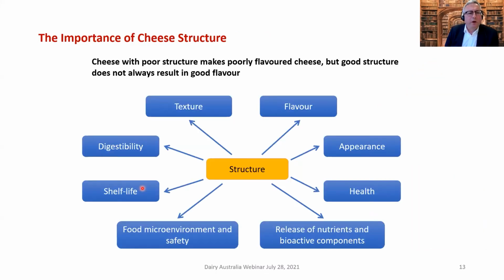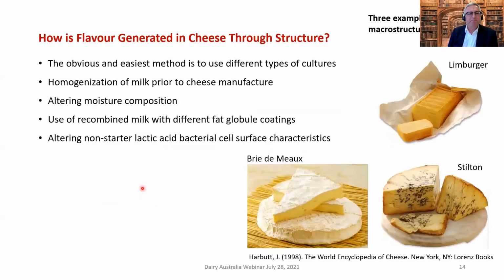There's a very important quote up the top there. Cheese with poor structure makes poorly flavored cheese, but good structure does not always result in good flavor. Good to know. So we need to get the structure right to get good quality cheese. So how is it generated through structure?